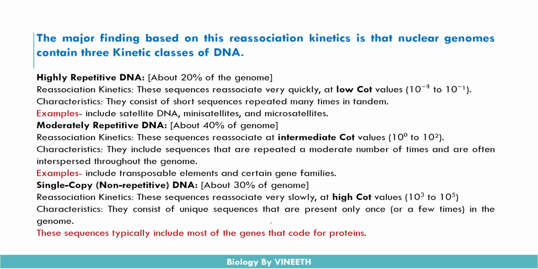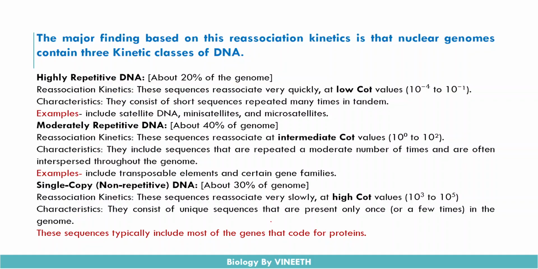and it will tell you about the reassociation kinetics. Based on this reassociation kinetics, these scientists, Britten and Kohne, found that there are three types of DNA sequences present in our nuclear genome. One is the highly repetitive, one is the moderately repetitive, and one is the single copy DNA. You can also call that non-repetitive, because a lot of unique sequences are present in the single copy DNA. These were the major findings based on the reassociation kinetics.